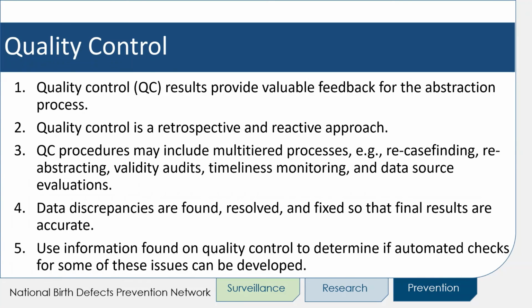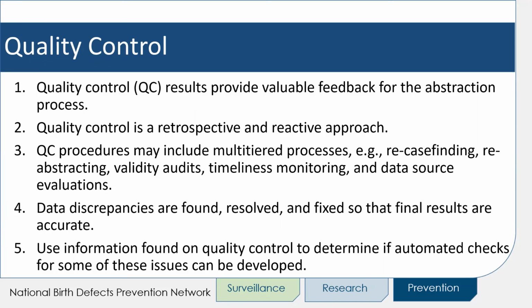Quality control, or QC, results provide valuable feedback for the abstraction process. QC is a retrospective and reactive approach. QC procedures may include multi-tiered processes. For example, case finding, re-abstracting, validity audits, timeliness monitoring, and data source evaluations.